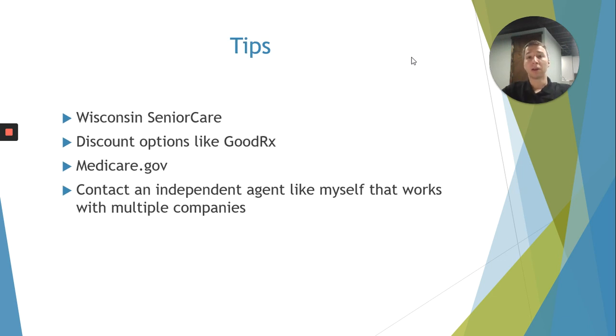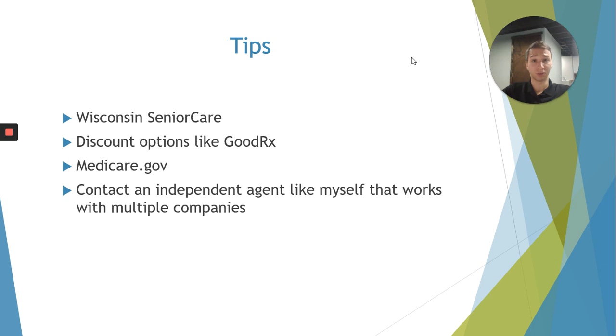A couple tips for you. Wisconsin Senior Care is a unique program only for Wisconsin residents 65 and older. It can be a useful program as an alternative to Part D or in addition to Part D, depending on your income and what you need covered. Also, there are discount options. GoodRx is a common one. I will look up medications for people, and sometimes I can actually get it filled for less using a GoodRx coupon than I can on a Part D program. Not always the case, but something to check into just to confirm.